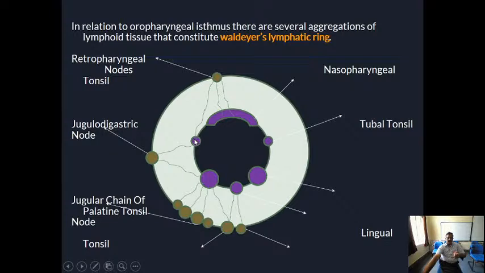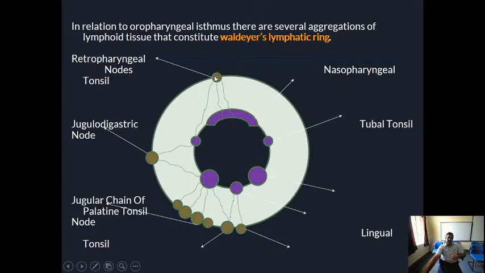Then you have the tubal tonsil, which is on the lateral aspect of the nasopharynx. Then you have the palatine tonsil and you have the lingual tonsil. These form a ring, which is called the inner ring. The adenoids, nasopharyngeal tonsil, the tubal tonsils, the palatine tonsils, which we usually refer to as the tonsil, and the lingual tonsil. These are the ones which form the inner ring.